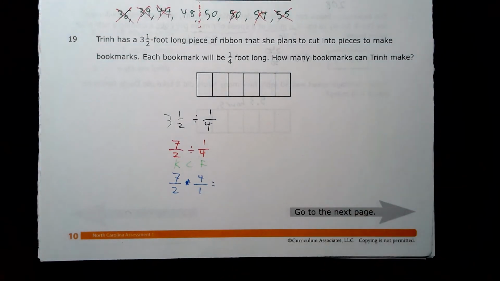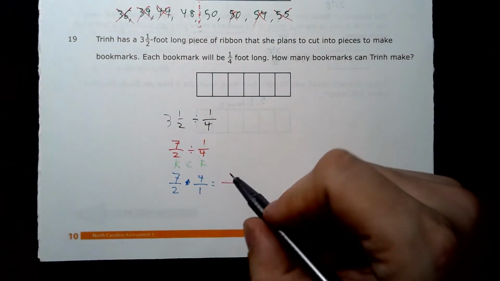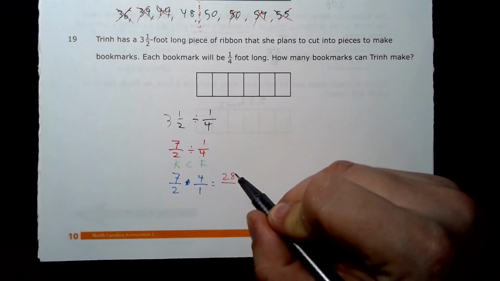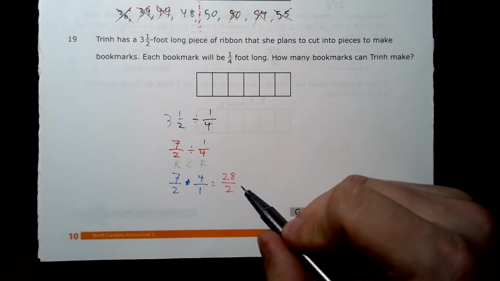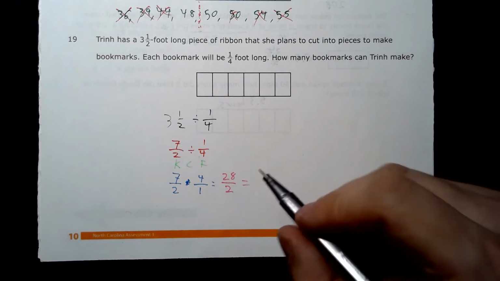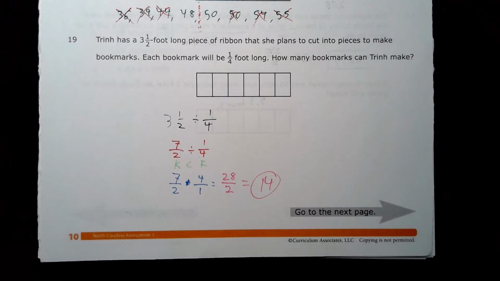Now you just multiply straight across. You're going to do 7 times 4. That's going to give you 28. And 2 times 1 to get 2. Simplify. 28 divided by 2 gives me 14. Number 19, the answer should be 14.